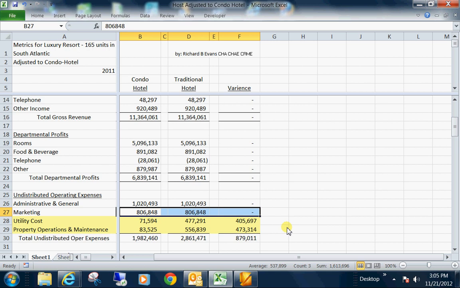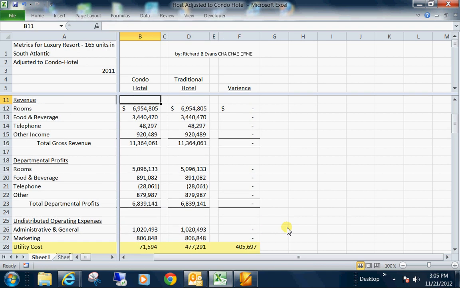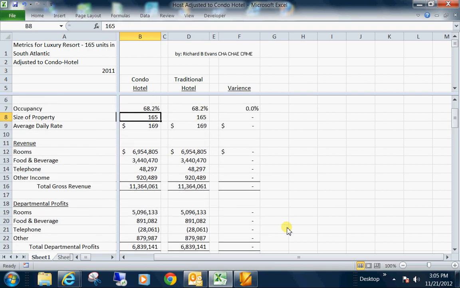What we're using here are the metrics that have been compiled by Smith Travel in what they call the Host Report. This is a report that is widely used and well respected in the hotel industry. They collect data from thousands and thousands of hotels in different geographical locations in the United States, and they put it out in different ways so that you can do comparisons to your property.